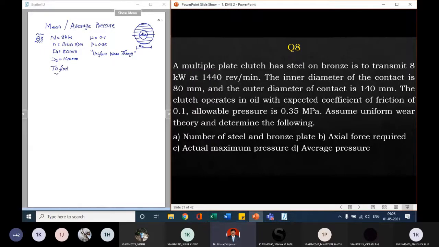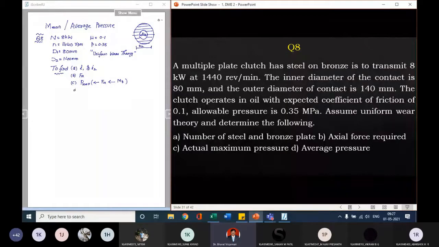To find, first, A. What is the notation which we are going to use? I1 and I2. Very good. Now, B, the axial force required, FA. Then the actual maximum pressure. P maximum is to be found by using FA, and this FA will be found by using MT. This is the process which you are going to use.